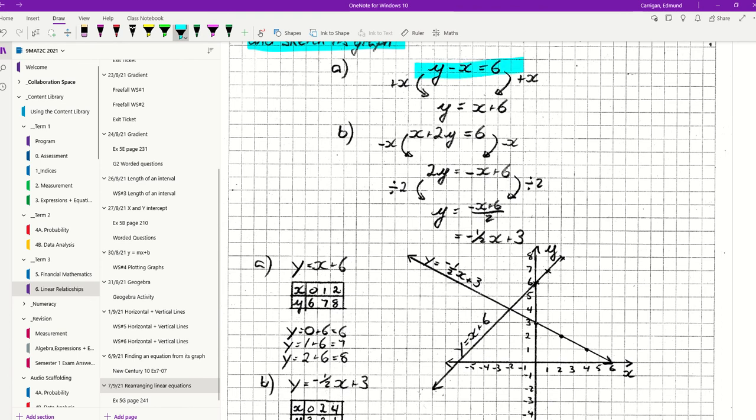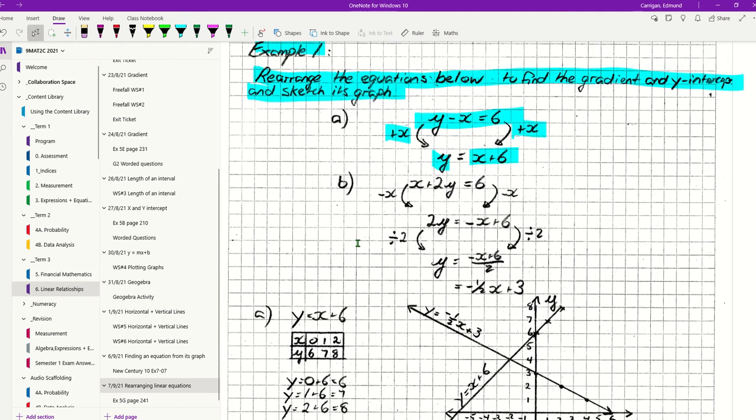So what we need to do here is get y all by itself on the left hand side. So like our equations, we recognise that to get rid of that x from the left hand side we have to add x. Minus x plus x will be 0. Add x to the right hand side, we get y equals x plus 6.